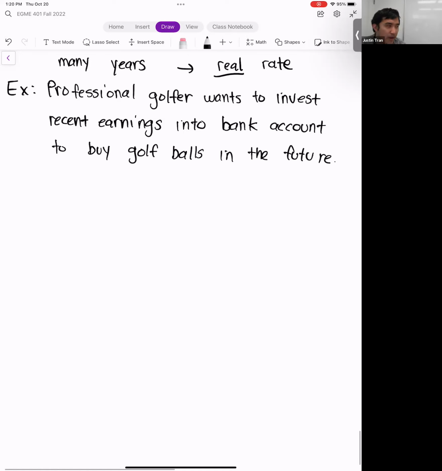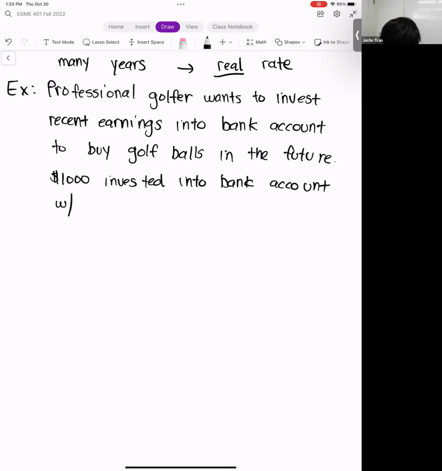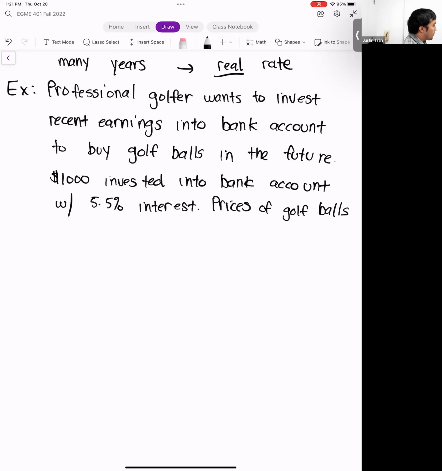Okay. And so she wants to be able to buy the golf balls in the future, and she's going to use part of her earnings to do that. Okay. So what she's going to do is take $1,000 of her earnings and invest that in a bank account with a 5.5% interest rate. All right, another thing that we can assume is that the prices of golf balls are going to grow at 2% each year. So golf balls are going to become 2% more expensive each year.